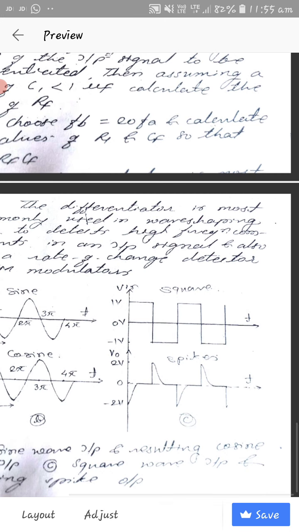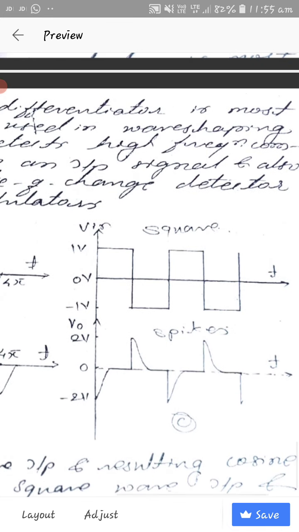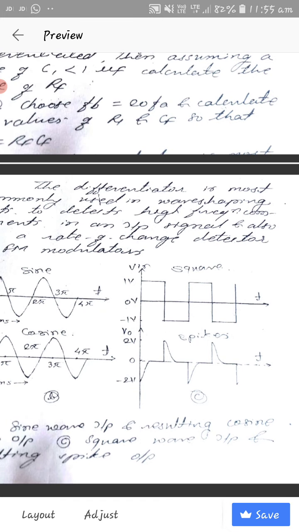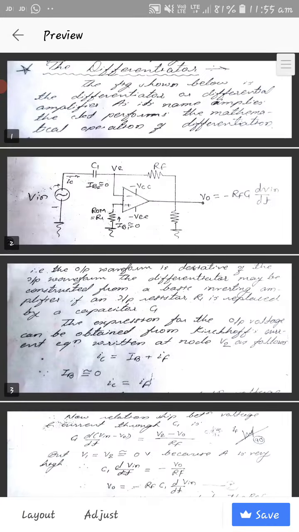Second, figure C shows the input applied as a square wave, and the output gives small spikes. Output gives the spikes of the outputs. These are the differentiator configurations of an operational amplifier.